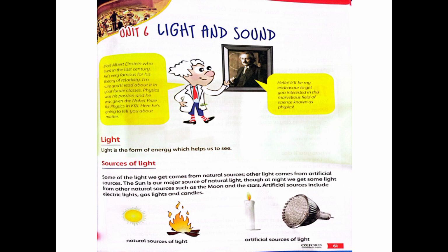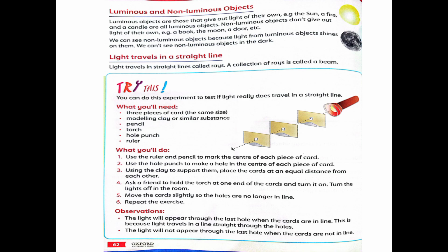Luminous and non-luminous objects. Luminous objects are those that give out their own light. For example, the sun has its own light, and fire and a candle are luminous objects. The objects that do not have their own light are called non-luminous objects. For example, a book, the moon and a door. The moon is bright but it takes its light from the sun.